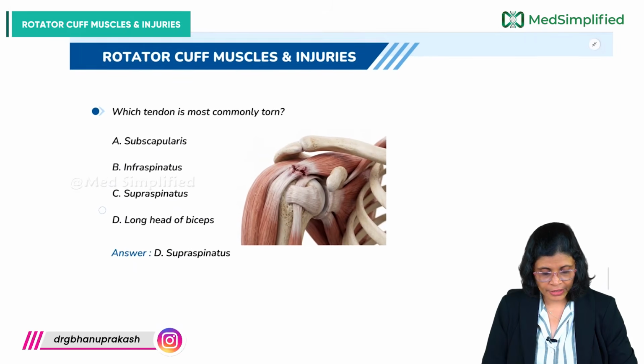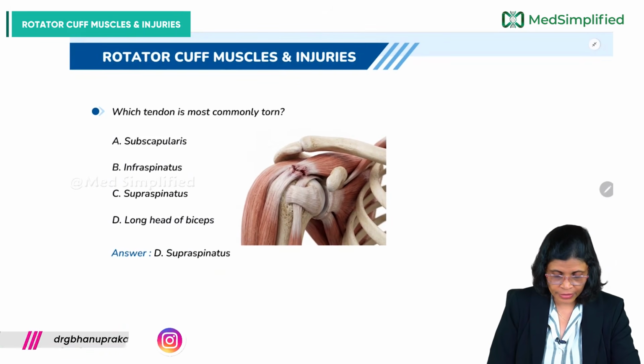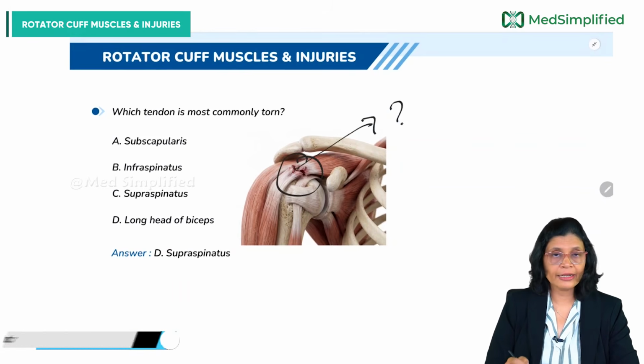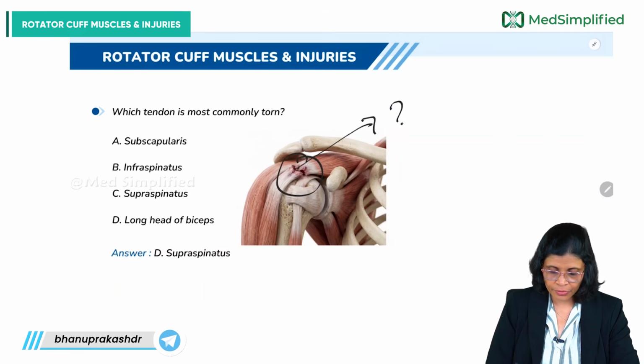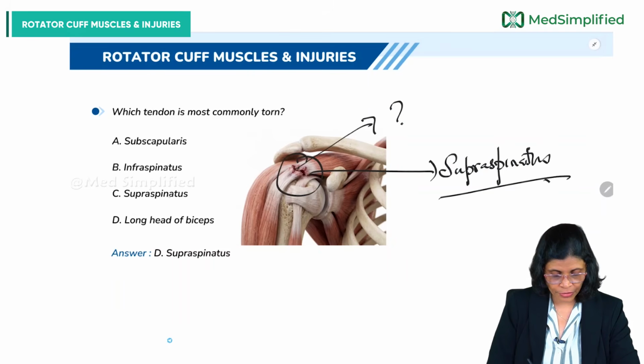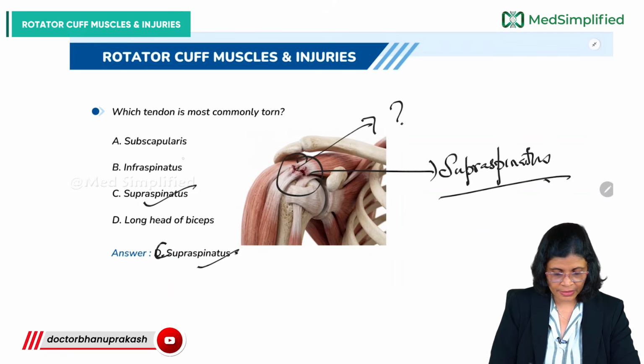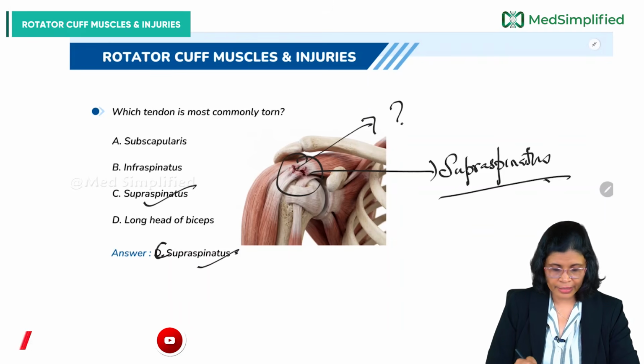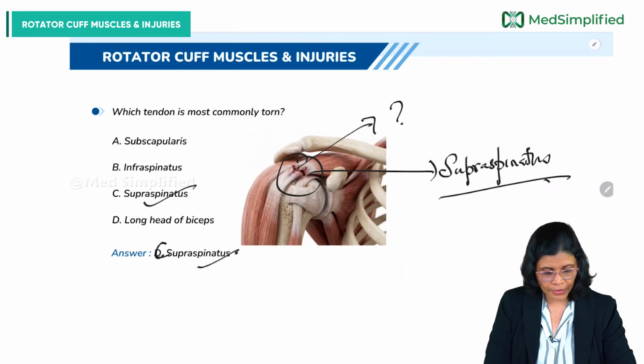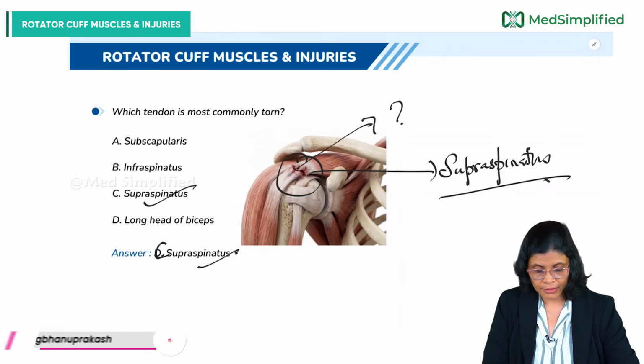Next question, which tendon is most commonly torn? Okay, so there is tearing here. So which is this tendon? At that level, which tendon comes beneath the acromial process? We know that as supraspinatus. Yes. So supraspinatus is the right choice. So do we have that? Yes, supraspinatus is here. So C is the right choice. Supraspinatus muscle. Subscapularis and infraspinatus are not around that point. They are not commonly torn also. Long head of biceps is not a part of the rotator cuff.